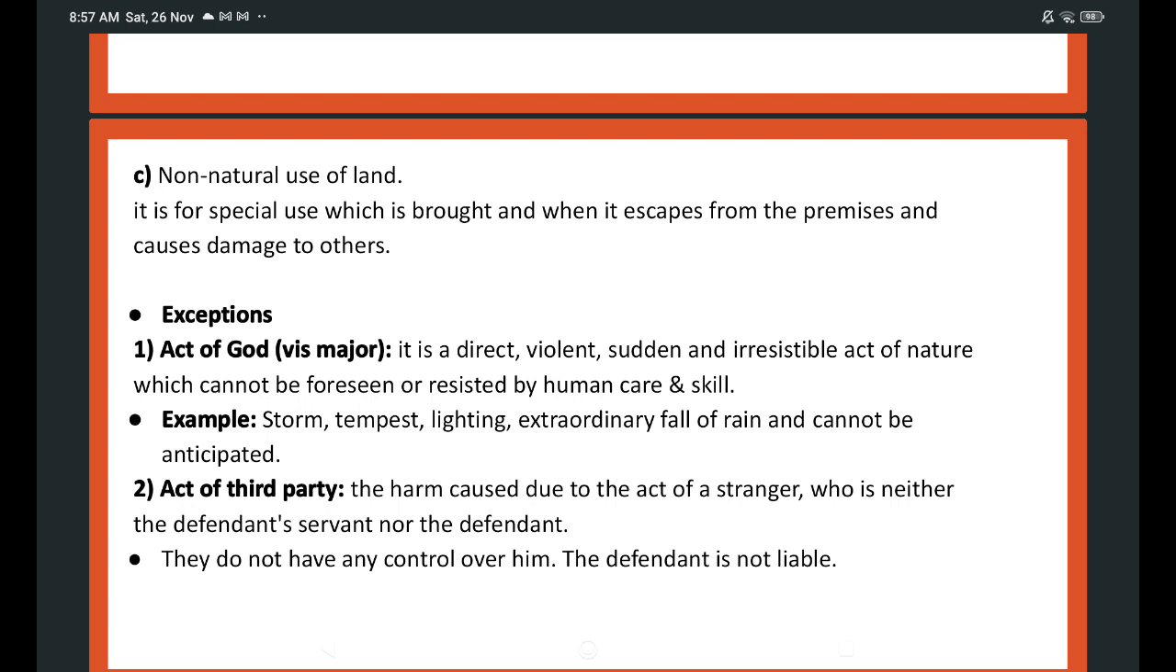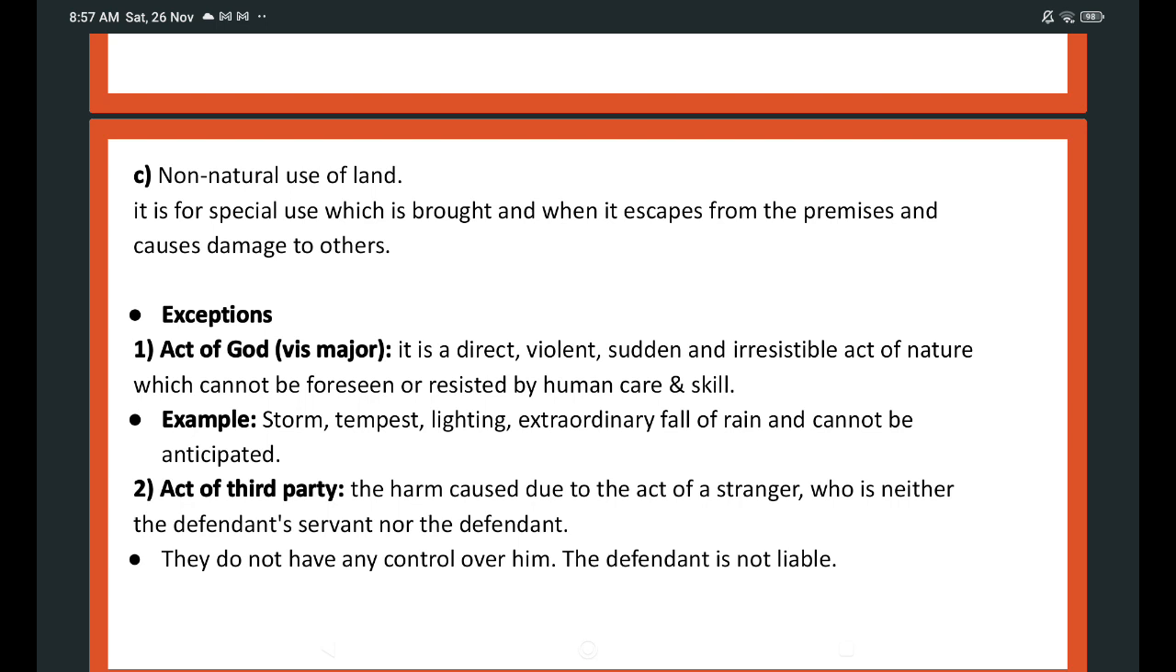Strict liability has some exceptions. What are the exceptions? First, act of God. It is a direct, violent, sudden, and irresistible act of nature which cannot be foreseen or resisted by human care and skill. Examples: storm, tempest, lightning, extraordinary fall of rain. It cannot be anticipated.